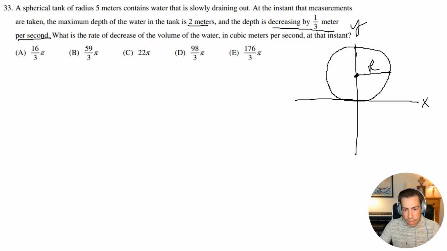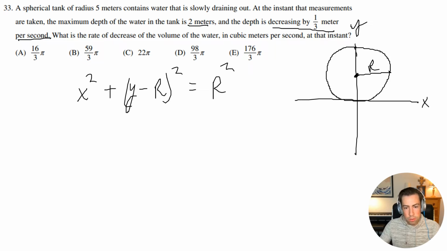And then for the height, let's write out what this would look like using the circle equation. I would have x squared, since it's centered at x equals 0, so that's fine. Plus, we shift the circle up by its radius, so it's no longer just y squared; it's y minus R, all squared, and that is equal to the radius squared.